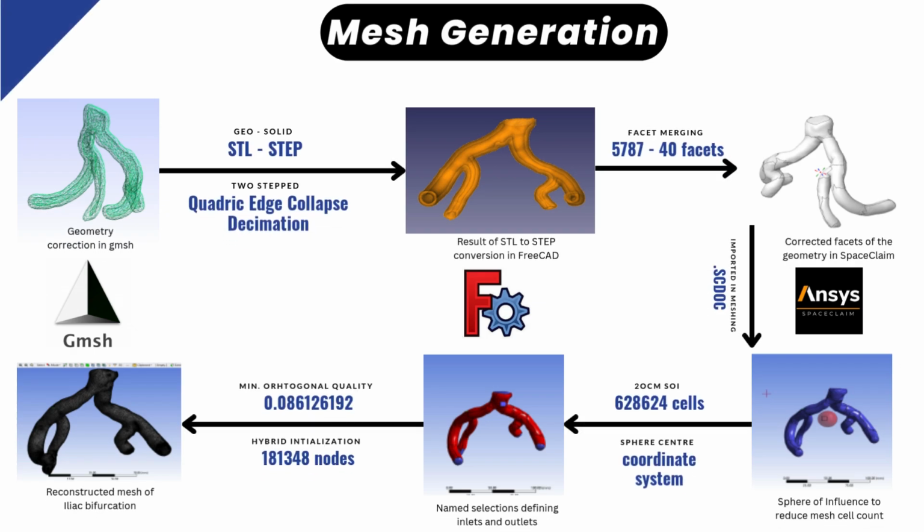This acquired geometry in STL format was imported into GMSH, in which I performed quadric edge collapse decimation. Then I exported this STL file and converted the STL to a STEP file for easier mesh generation. Then this STEP file was imported into Ansys SpaceClaim, where I performed facet merging and then exported that file and imported it into Ansys Meshing editor, in which I used the sphere of influence method for reducing the mesh cell count, and also defined the inlets and outlets of blood flow using named selections. And using this, the mesh was generated.